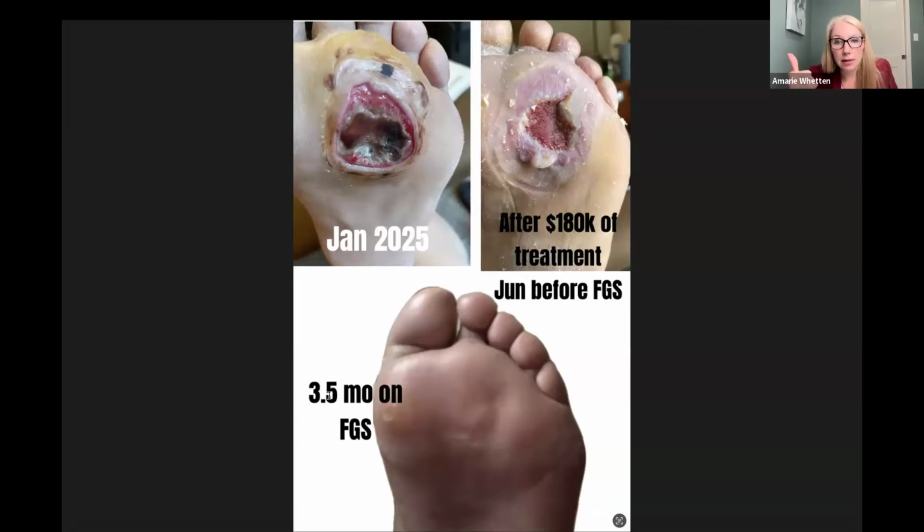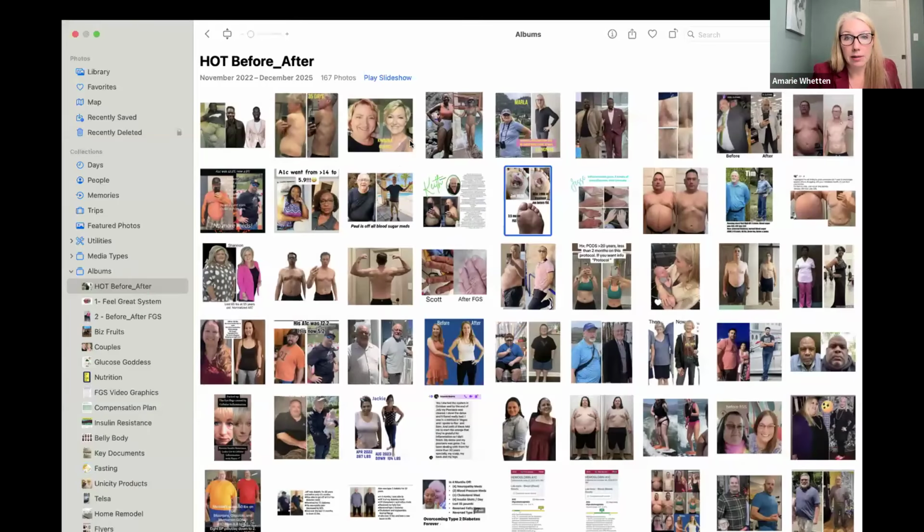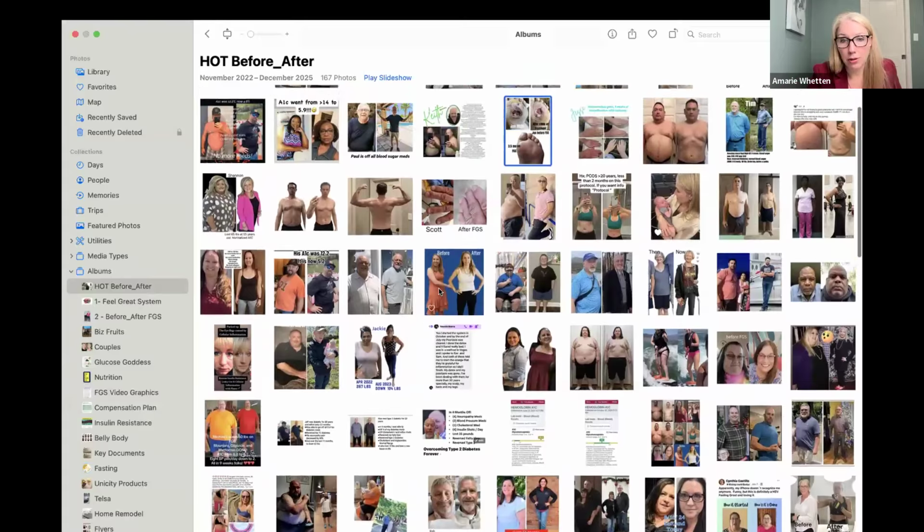When he started this system with the yerba mate and the fiber, in a couple months, 3.5 months, his foot completely healed. He now has a pulse in this foot. He obviously didn't have to lose his foot, and really got his life back. More and more stories like this.